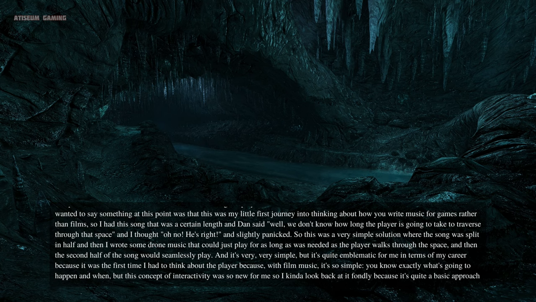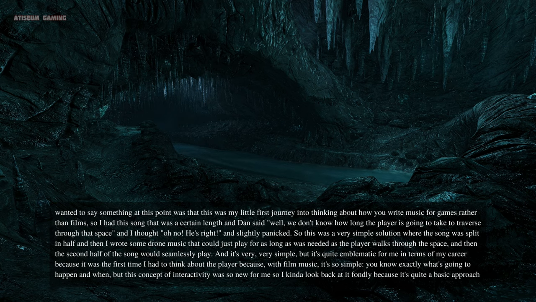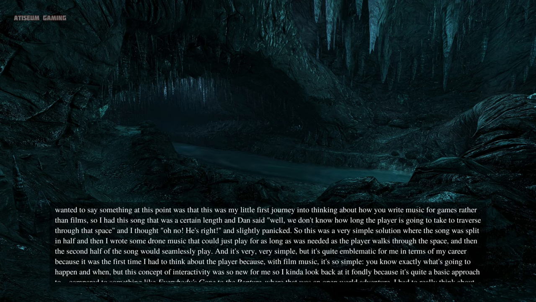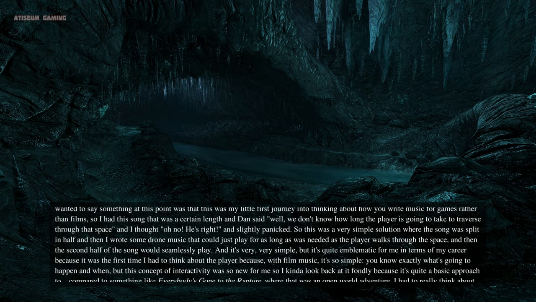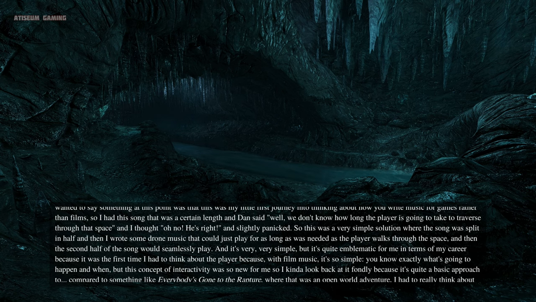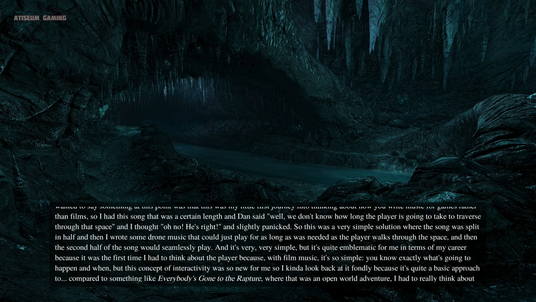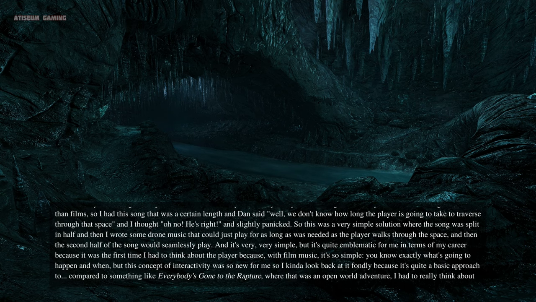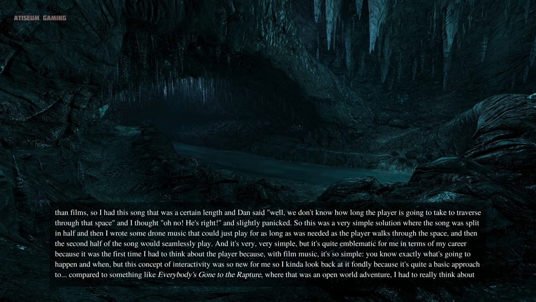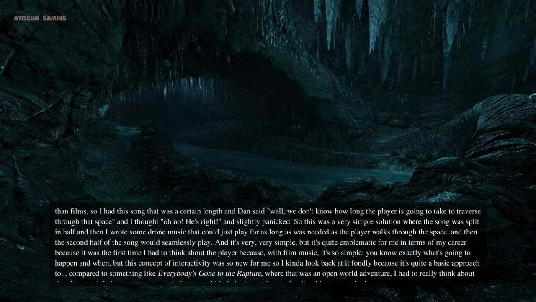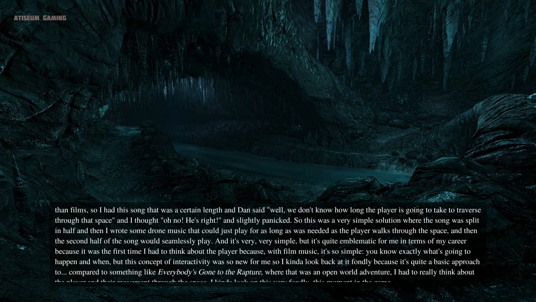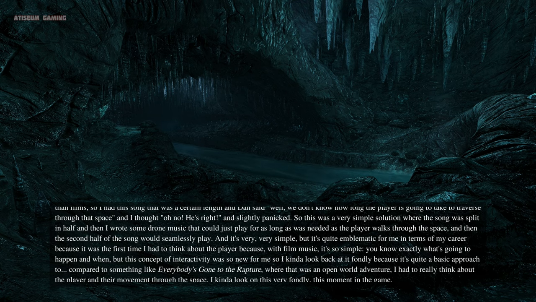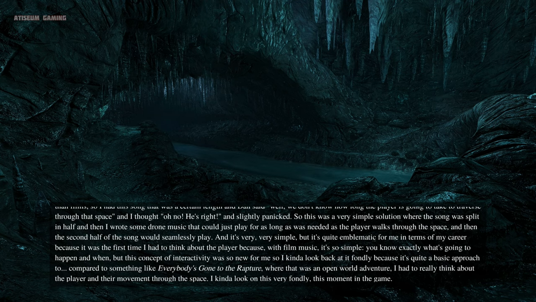It's very, very simple, but it's quite emblematic for me in terms of my career, because it was the first time that I had to think about the player. With film music, it's so simple. You know exactly what's going to happen when. But this concept of interactivity was so new for me. So I look back at it fondly, because it's quite a basic approach compared to something like Everybody's Gone to the Rapture, which was an open world adventure where I had to really think about the player and their movement through the space. So I look on this moment in the game very fondly.